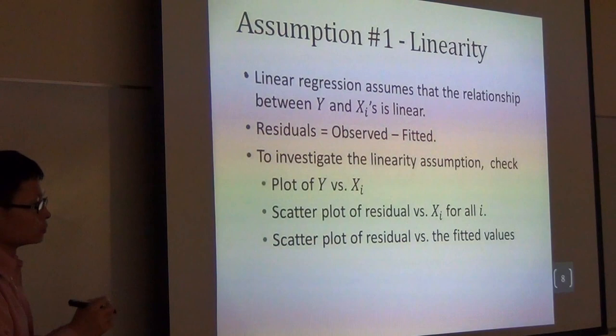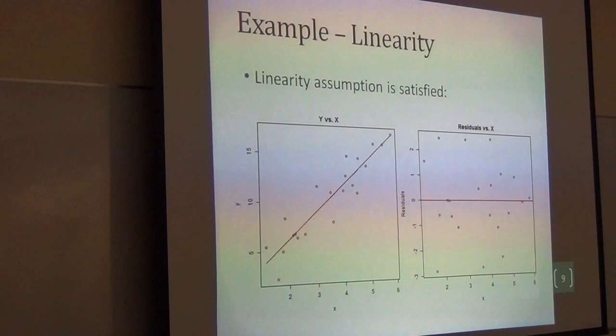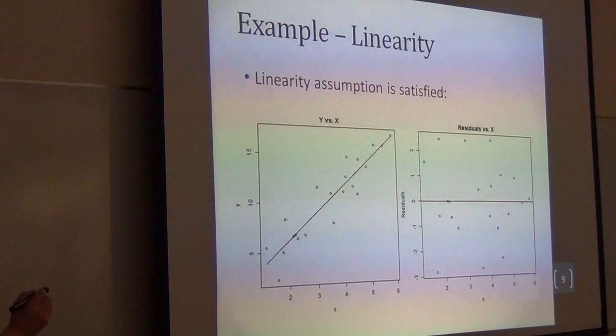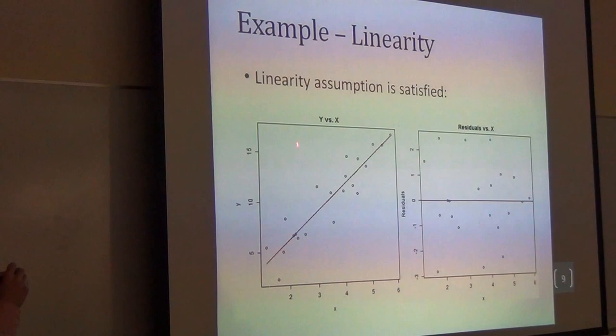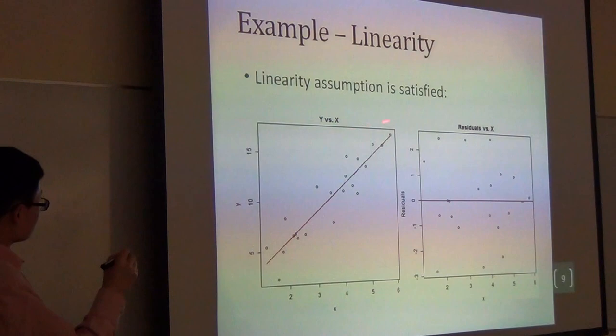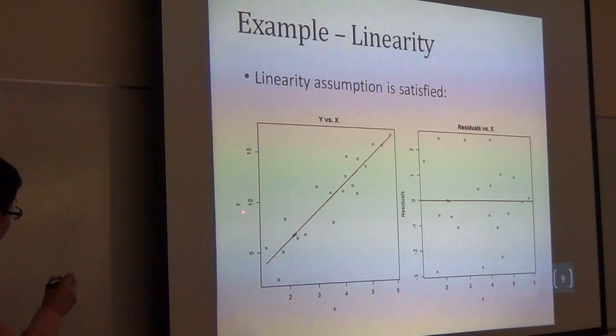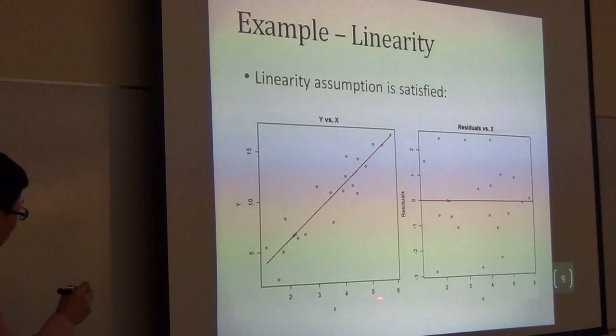This is just a very simple example. We have response variable Y, and we have only one predictor, just X. In terms of drawing a graph, one predictor is so convenient, so that's why I brought this example. When the linearity assumption is satisfied, I mean every assumption is satisfied, then the graph should look like this. Here is Y, our response variable, and here is X, our predictor.